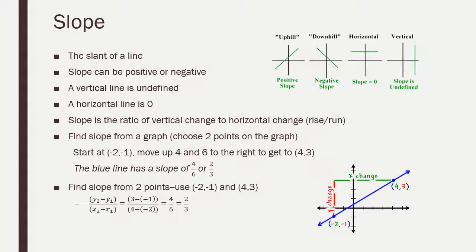Now, it doesn't matter which point you start with, as long as you're consistent. In this case, starting with (4, 3) and moving to (-2, -1), I would subtract the y's, 3 minus -1, and you know that subtracting a negative number is the same as adding, so 3 plus 1 is 4. And then I would move to the x values and subtract 4 minus -2, which is the same as 4 plus 2, or 6. The same ratio we calculated by counting. And then reducing again, it would be 2/3.